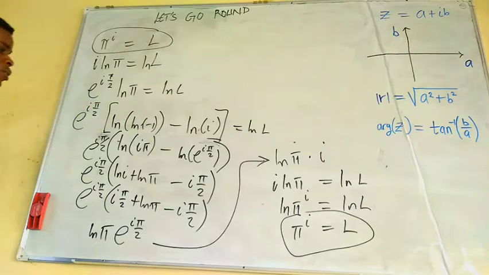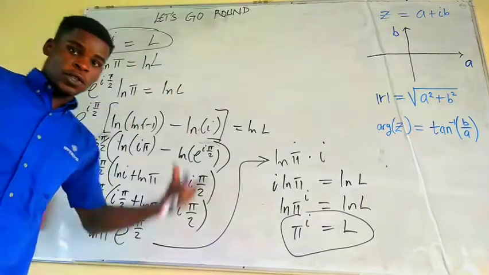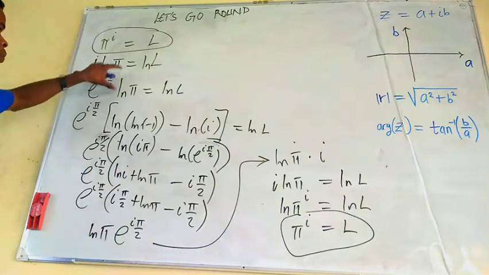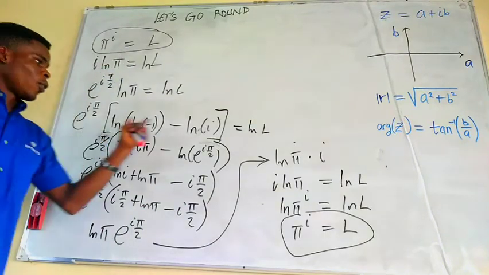It wasn't really a question though, we just went around. It shows that the whole process was a valid process. Therefore, ln pi is all of this.